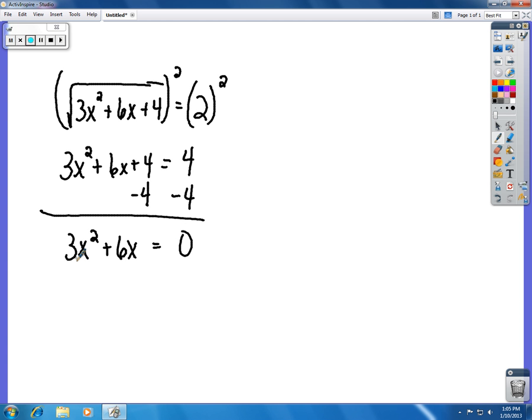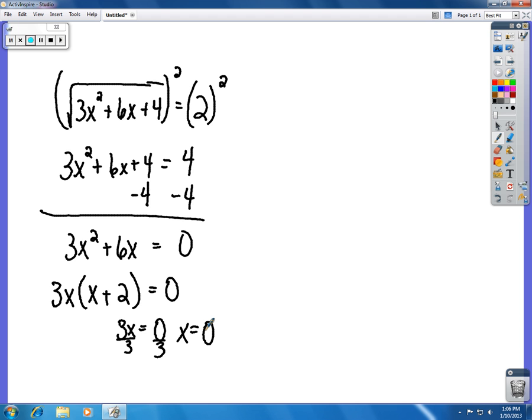So now I'm just going to factor this to solve for x. Both of these terms have a 3 in common and an x in common, so I'm going to factor a 3x out from these terms, which will leave me with x plus 2, and that equals 0. So from here, I set each part equal to 0 and solve for x. So 3x equals 0. If we divide both sides by 3, 0 divided by anything is still 0, so one of the solutions is x equals 0.